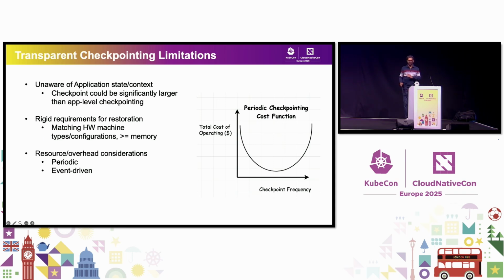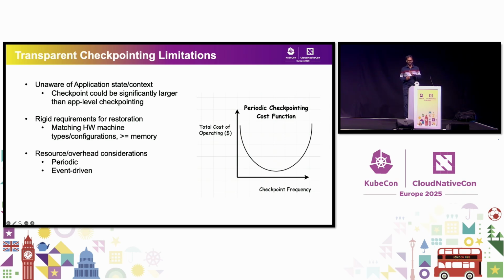This graph is a high-level view of the trade-offs involved in figuring out what type of checkpointing we want to do. On the y-axis, you see the total cost of operating a workload, and on the x-axis, the checkpoint frequency. If your checkpoint frequency is really low, you checkpoint after a very long period of time. The additional compute overhead for checkpointing is low, but your resilience to errors and recovery time will be high, because you might need to recompute if you error out.